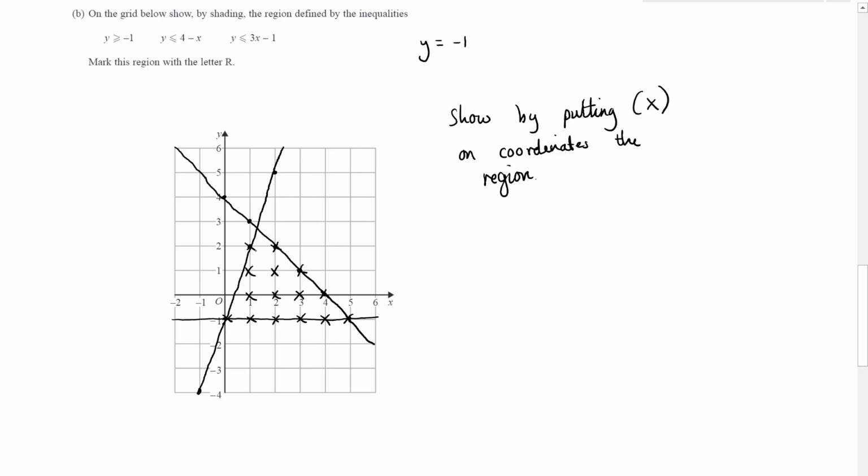But in this question, they're not asking us to show by putting crosses, they're asking us to shade. So the way we're going to leave it, I'm a little bit scared to rub out these crosses, so I'll leave them there, is we're just going to shade around the edge and then just write the letter R in the middle. And this is how you would leave your answer.